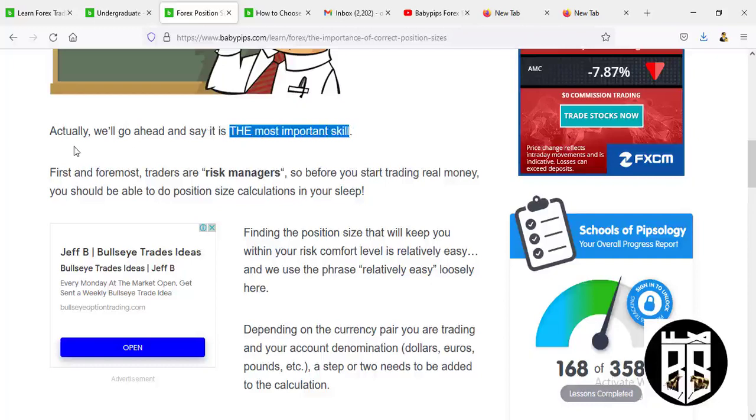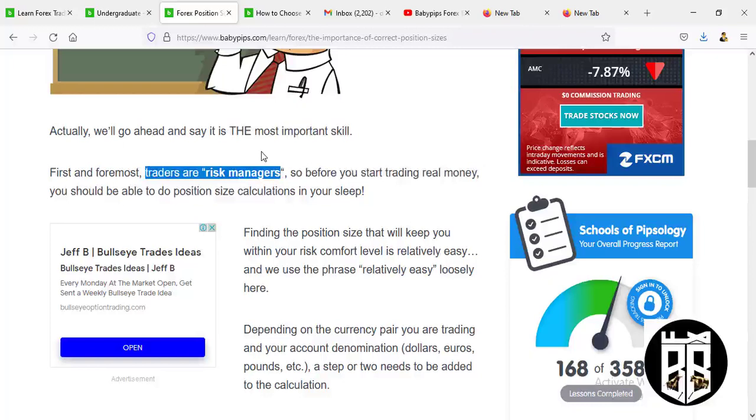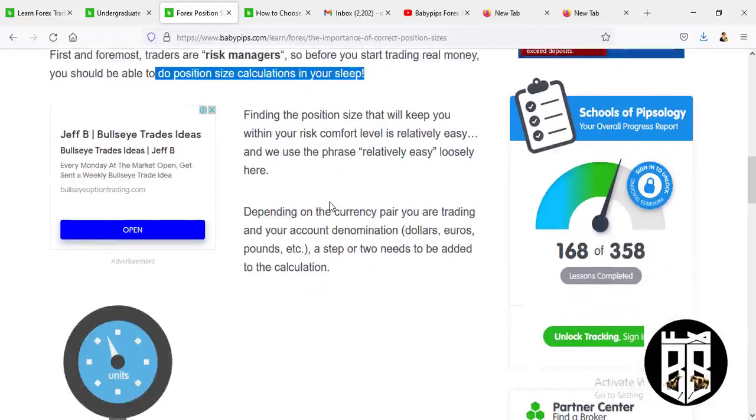First and foremost, forex traders are risk managers. So you are a risk manager, and you must learn how to manage your risk. In fact, risk before reward. Before you start trading real money, you should be able to do position sizing calculations even in your sleep. That is to say, finding the position size that will keep you within your risk comfort zone, and this is very, very easy to do.